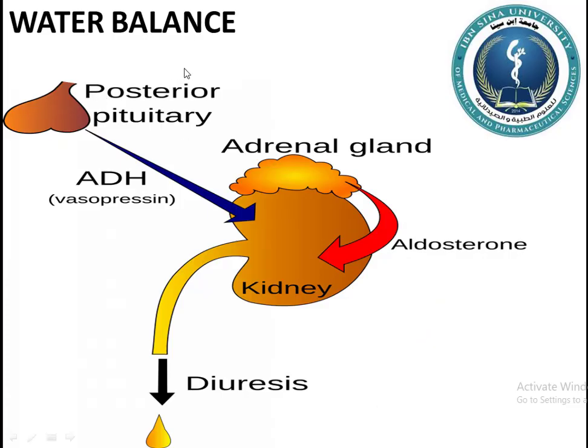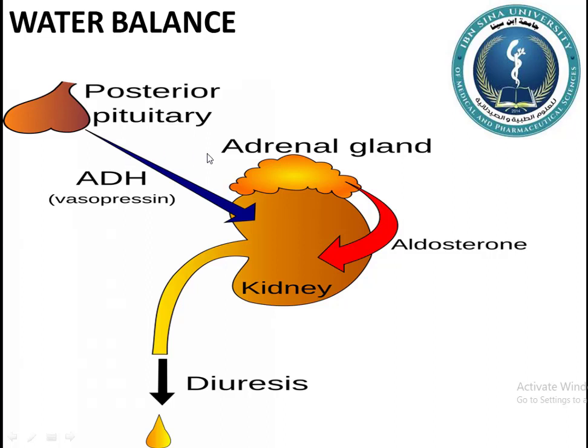In the water balance, as discussed previously, it is controlled by the antidiuretic hormone. Antidiuretic hormone is stored and released in the posterior pituitary. There is anterior pituitary and posterior pituitary. The posterior pituitary secretes the antidiuretic hormone. As its name suggests, antidiuretic decreases the diuresis, so it causes more water in the body.